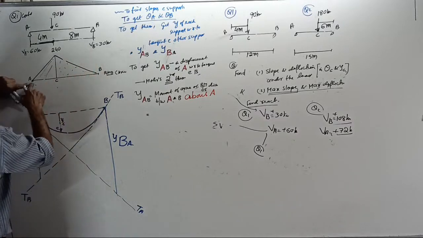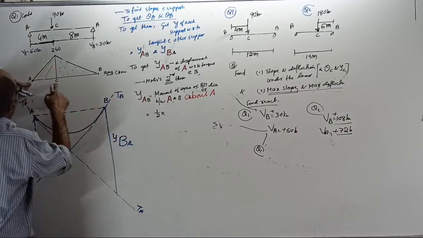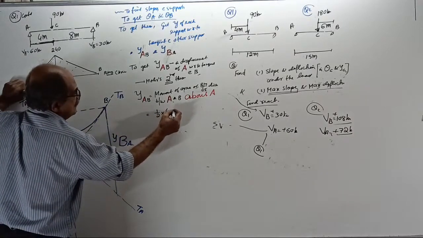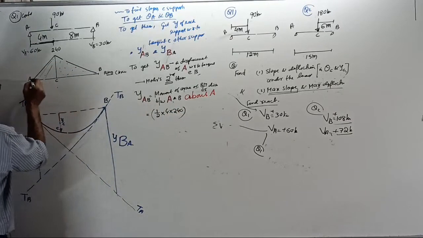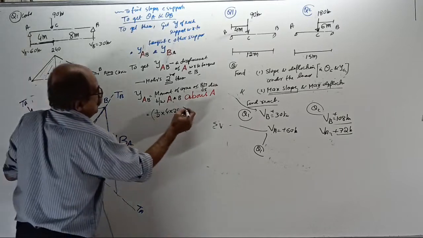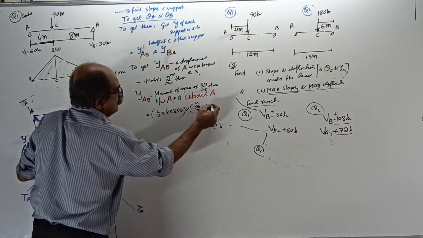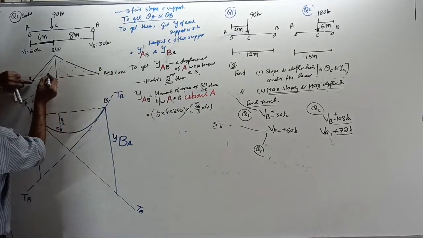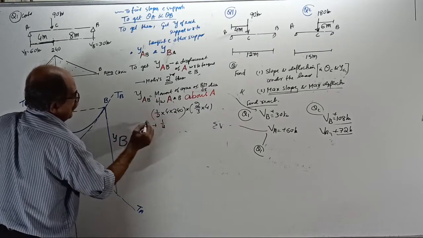Start. This area is half into 4 into 240. 240 is this area. Moment about A, its CG is here, into 2 by 3 of 4. Why 2 by 3? This area's CG is here. Plus, once again, I will put equal here.